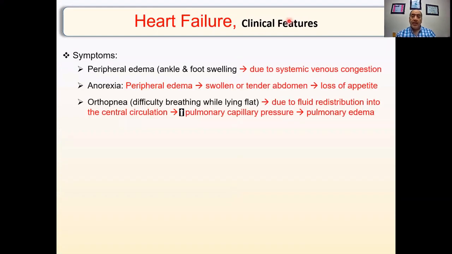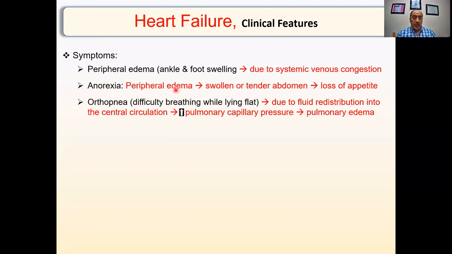Now the clinical features include signs and symptoms. Symptoms include, number one, peripheral edema, like ankle and foot swelling. We see swelling specifically in the ankle because of gravity, the blood cannot go up. There is stagnation of blood in these extremities due to systemic venous congestion. As I said, the heart cannot pump blood, so everything coming before this point and even before this point will have congestion.